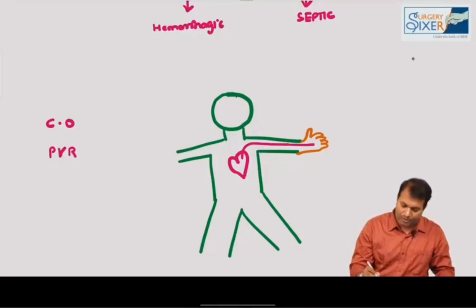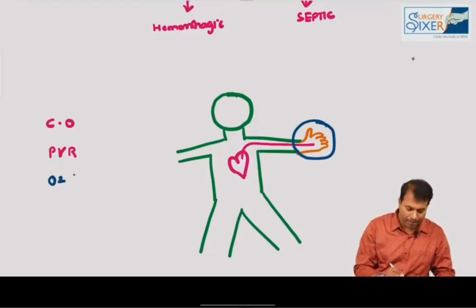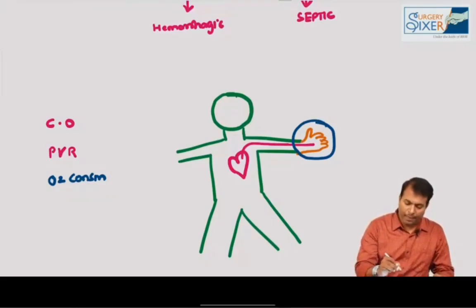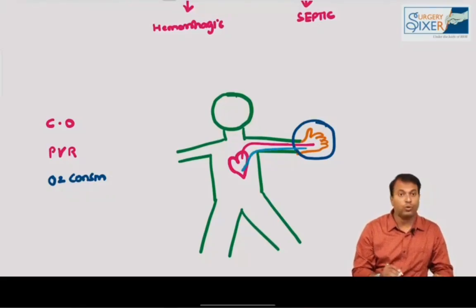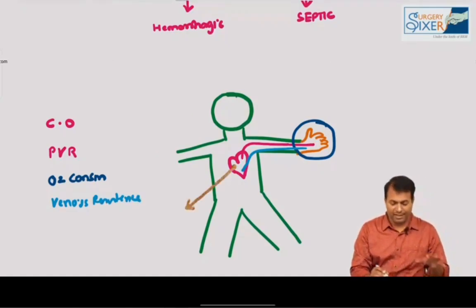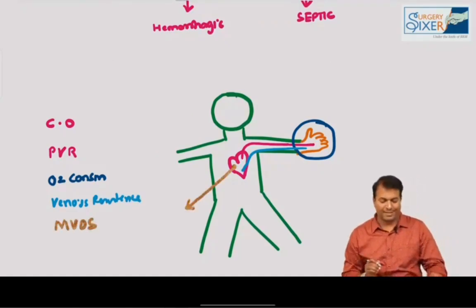Then the oxygen will be consumed by the tissues. That is known as oxygen consumption. The peripheral tissues will consume the oxygen. And please don't forget, the blood will come back to the heart through veins. That is known as venous resistance. And finally, you should know, when you take a sample of blood from the heart and see how much oxygen is being consumed, that is known as mixed venous oxygen saturation.